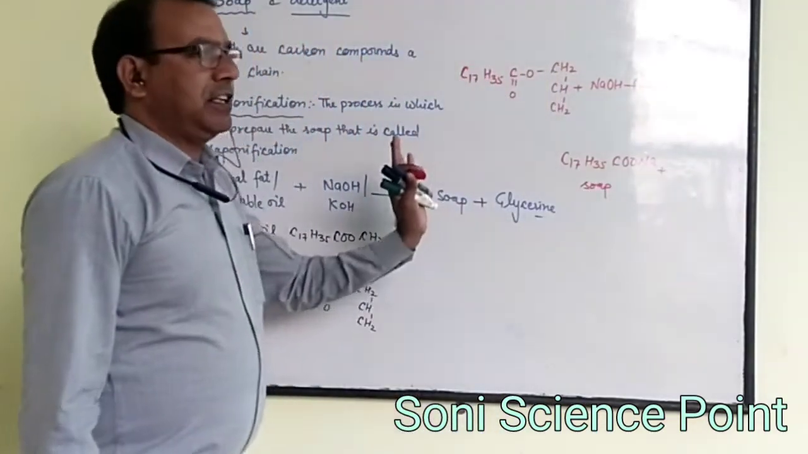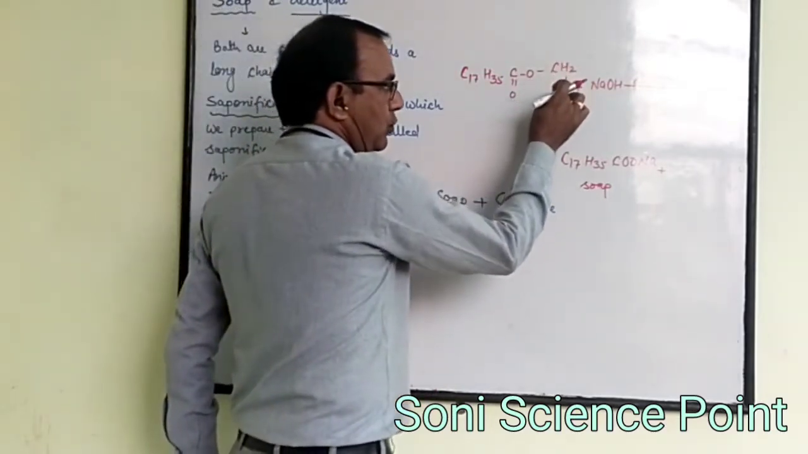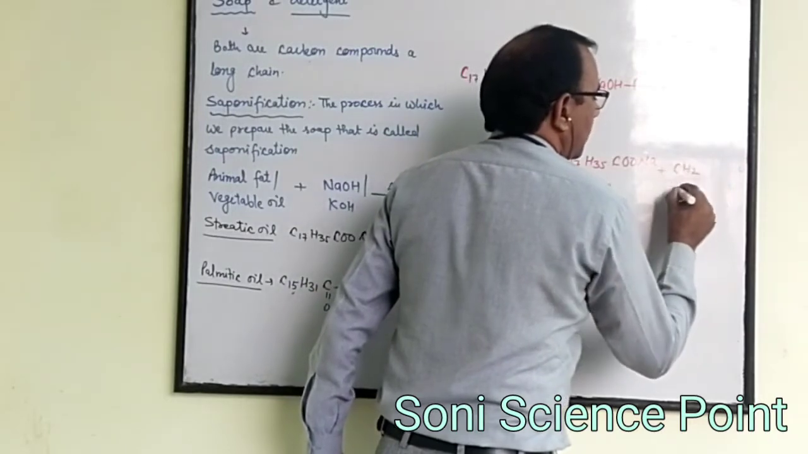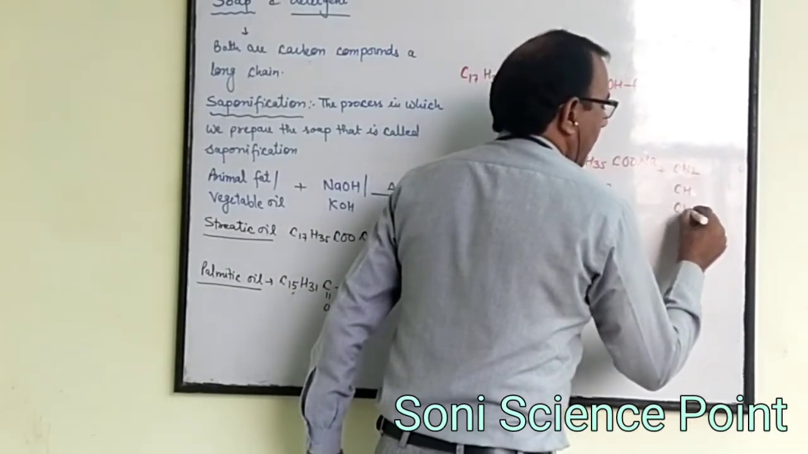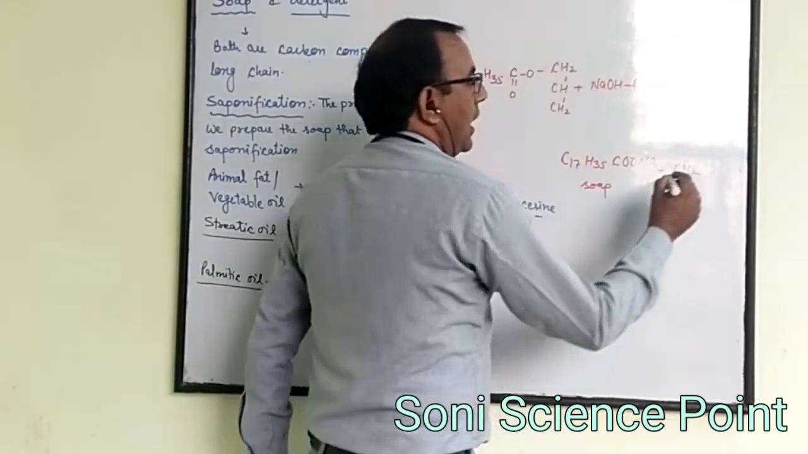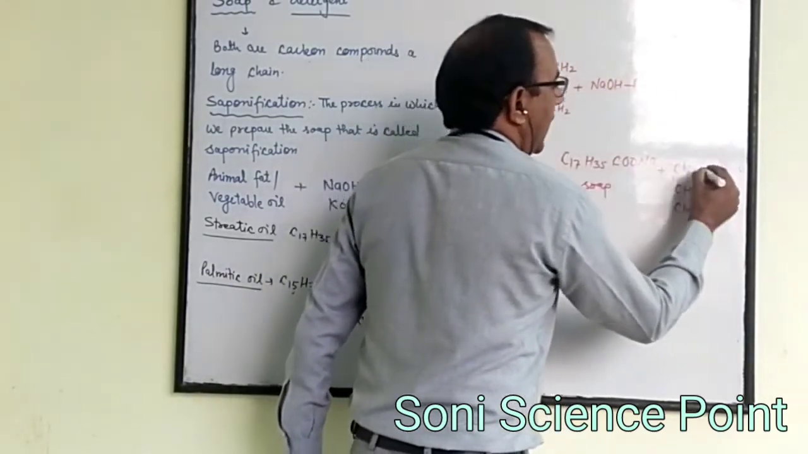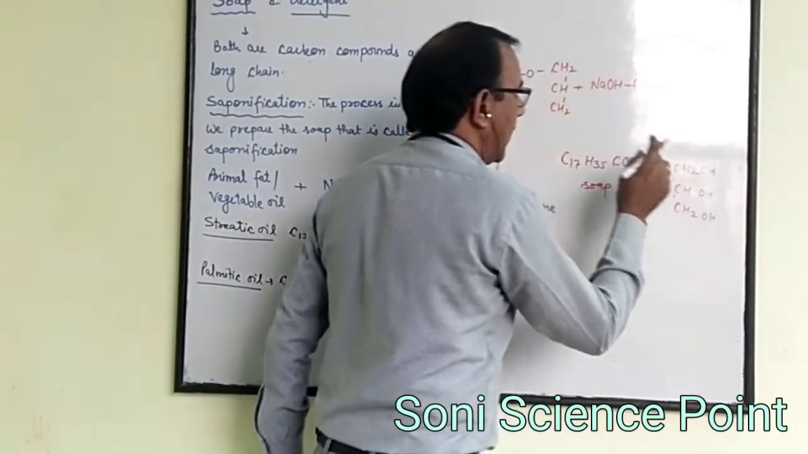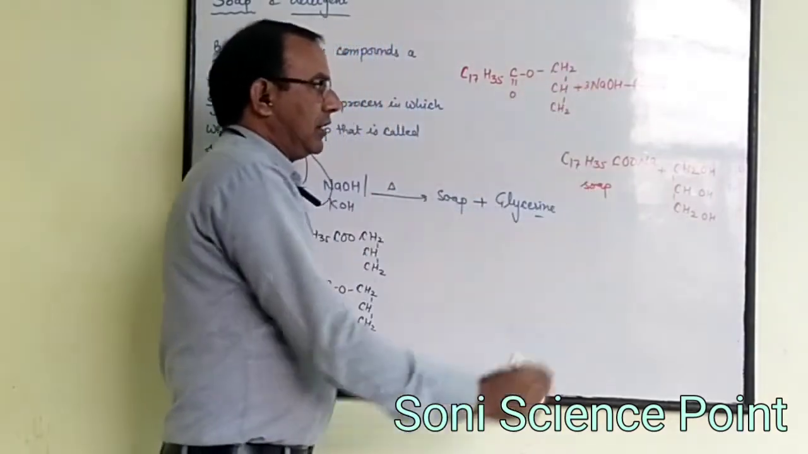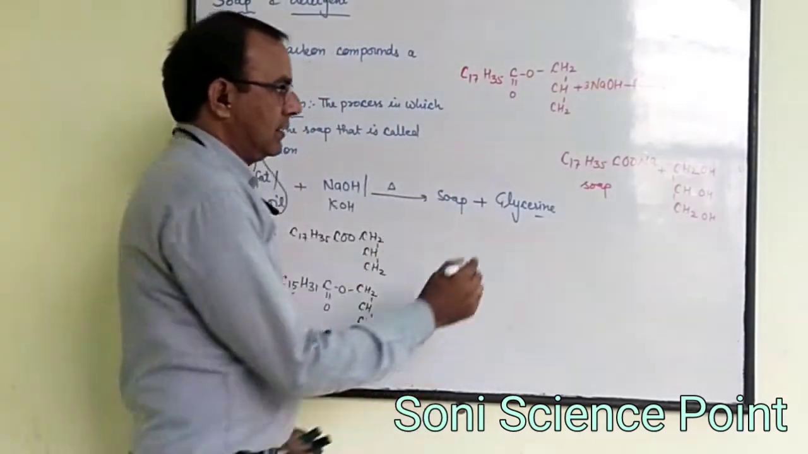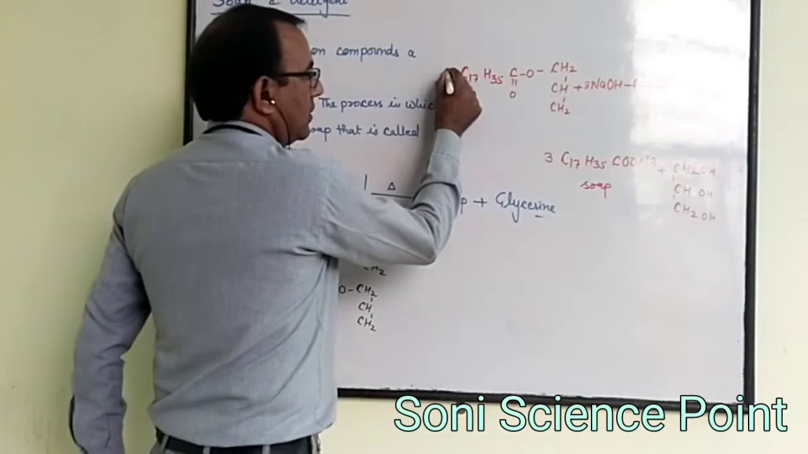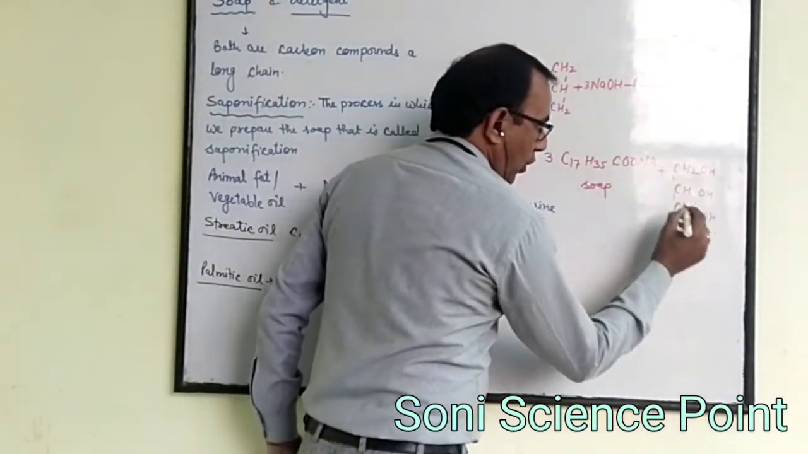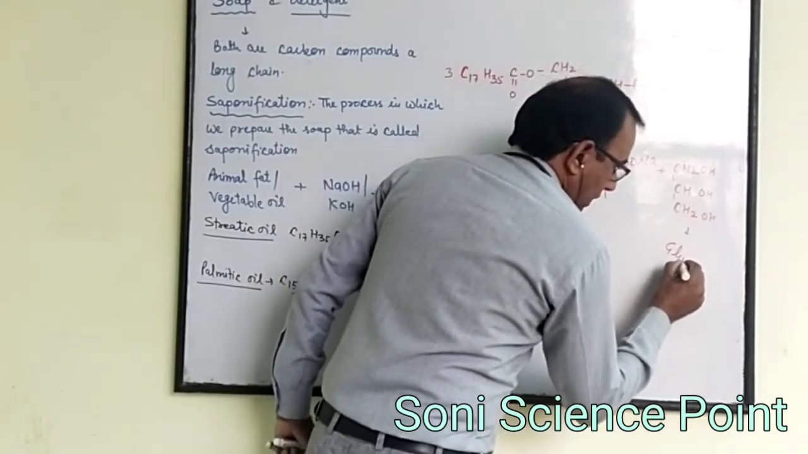And the next byproduct is produced. That byproduct is CH2OH, CHOH, CH2OH. The CH2, CH and CH2 are bonded with each other, and each is bound with an OH hydroxide. There are 3 hydroxide ions, so we take 3 here to make the chemical reaction balanced. There are 3, this one also 3. This is the chemical formula of soap, and this is the chemical formula of glycerine.